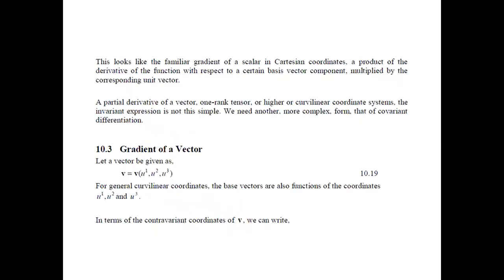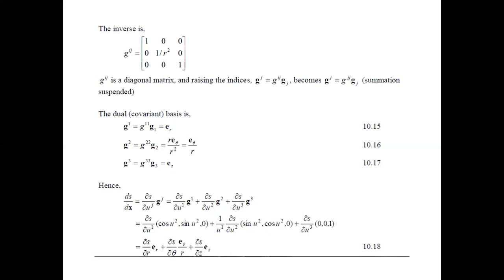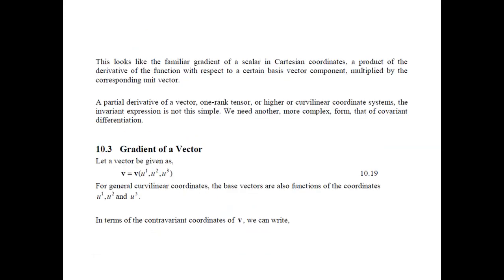This looks like the familiar gradient of a scalar in Cartesian coordinates, which is a product of the derivative of the function with respect to a certain basis vector component multiplied by the corresponding unit vectors. Remember, the unit vectors are ER, E theta over R, and EZ. The partial derivative of a vector, which is a rank-one tensor, for higher curvilinear coordinate systems, the expression is not this simple. We need another more complex form, which is that of covariant differentiation.